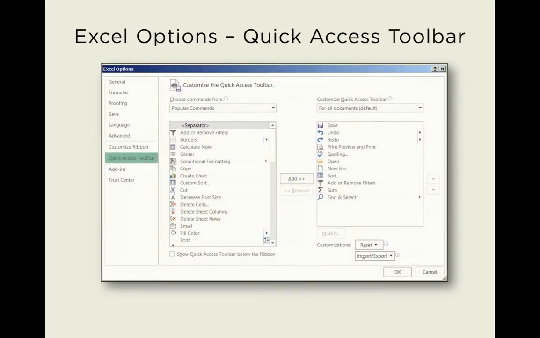Here is an image of the Excel Options Quick Access Toolbar dialog box. I will be going into this at length in a few moments. Please observe the title bar says Excel Options, and we are in the category of Quick Access Toolbar.